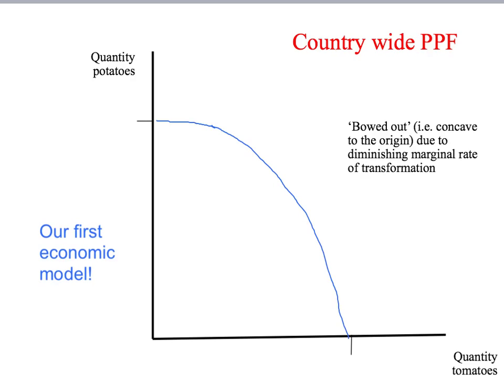Now, of course, most countries produce things other than just potatoes and tomatoes. So our countrywide production possibilities frontier that we've drawn here is obviously abstract. It's a big simplification on the real world. What we've actually got here is our first economic model. And in the next presentation, we're going to find out a lot more about what economic models are.